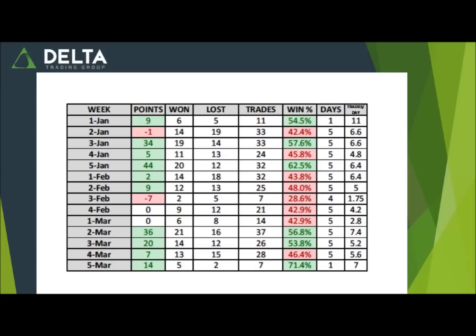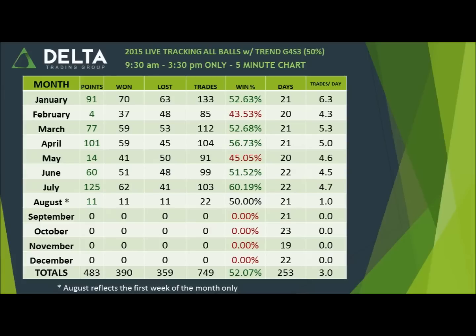Now, let's go ahead and take a look at the monthly chart and get away from all of this detail. Here's the monthly chart. And as defined in the weekly chart, you see that January produced a 52.63% result, February a 43% result, March a 52%, April a 56%, May a 45%, June a 51%, July a 60%, and then August, which is only the first week of August, was right at about a 50% ratio.